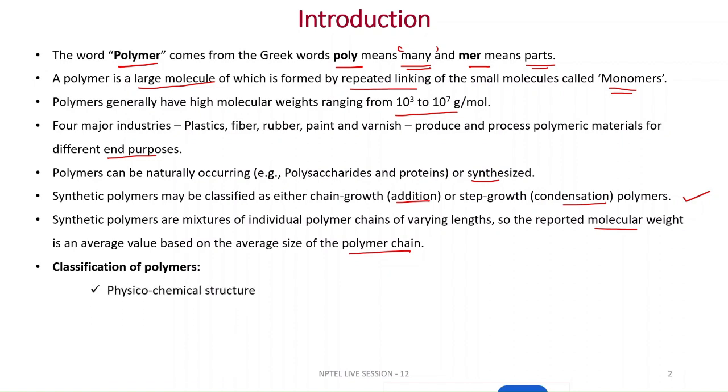First one is the physical and chemical properties or structure of the polymer. Based upon that, the polymers are classified into different classes. Second one is the mode of preparation. Third one is some physical properties. And fourth one is the technical application of the polymer. Based upon these, the polymers are classified.